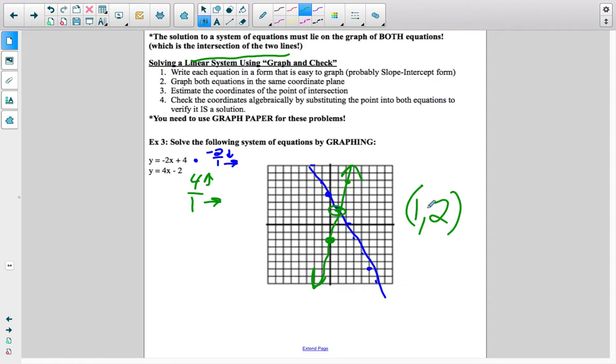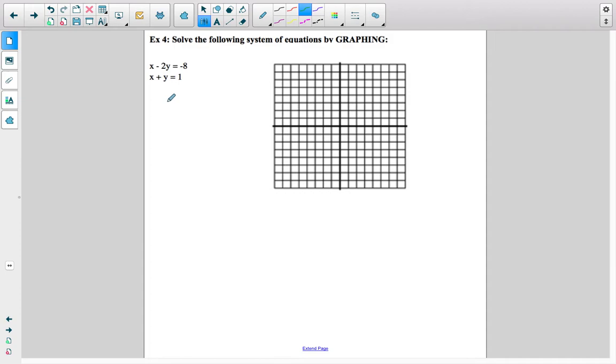If we plug in 1 for x and 2 for y, we should find that it is a solution to this equation and a solution to this equation. And that's cool. That's our solution to the system of equations. As I calculate that quickly in my head, it works for each. That's awesome. The intersection is a solution.